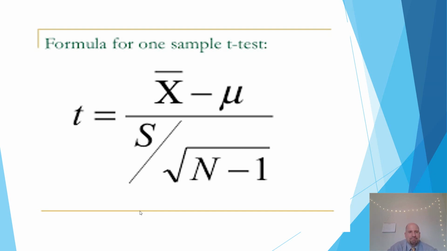You should be able to decode from this some pretty recognizable characters. The first thing that you would probably want to notice is that there is an X bar and a mu in the numerator. So you've got X bar and you've got a mu. That's part of what we're trying to determine to find the t-value.